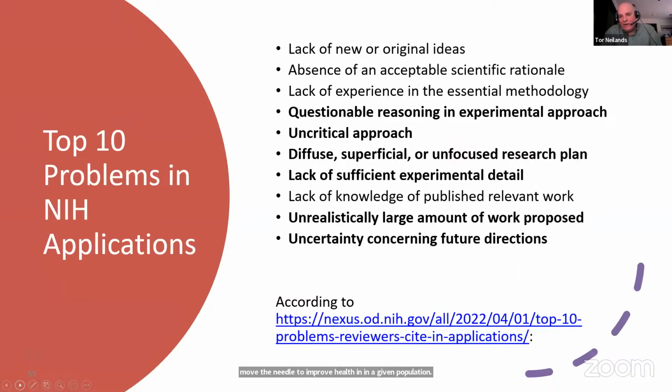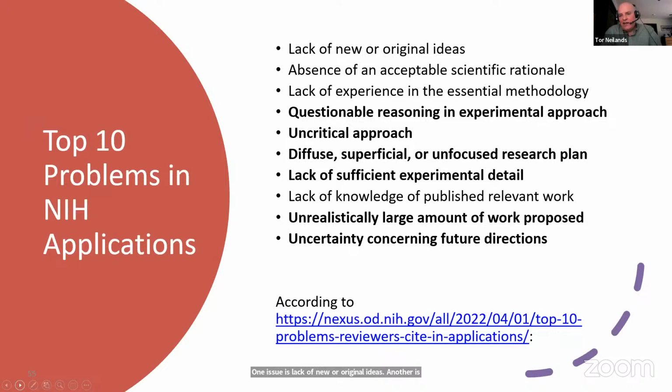So one thing that I found when I was doing a little bit of research for this presentation is potential problem areas or pain points that can occur in NIH applications. And one list that I found that I think is really nice, from earlier this year at the Nexus NIH website, is the list that's presented here, and I've bold-faced some that I think could be particularly salient. Just going through the list quickly, one issue is lack of new or original ideas. Another is absence of an acceptable scientific rationale.